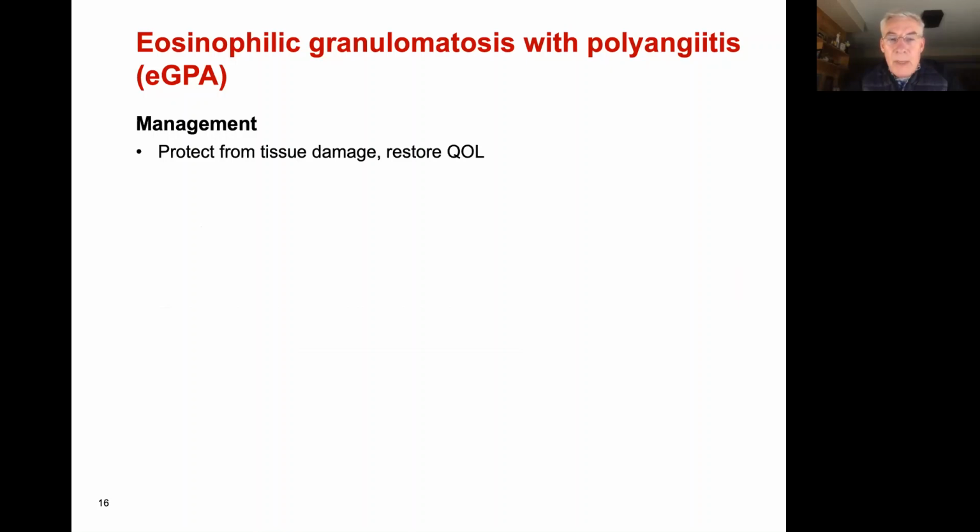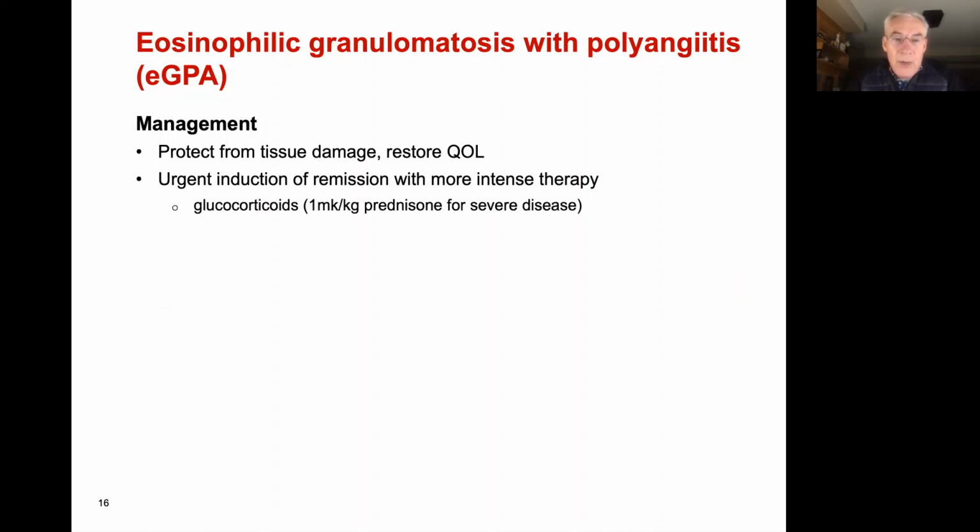So the management of the disease, just a few words, is not horribly different from the management of many other rheumatological conditions. The principles are to first try to aggressively treat a newly diagnosed disease, particularly if it appears to be severe and active. The goal here is to induce remission as rapidly as possible with a high dose of glucocorticoids, typically a milligram per kilogram.